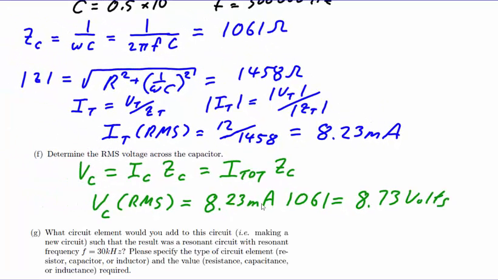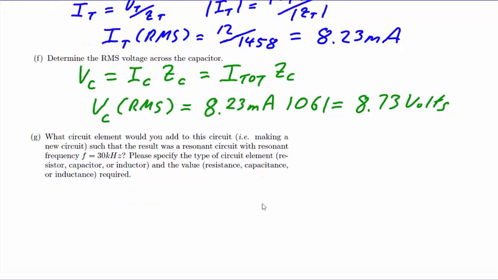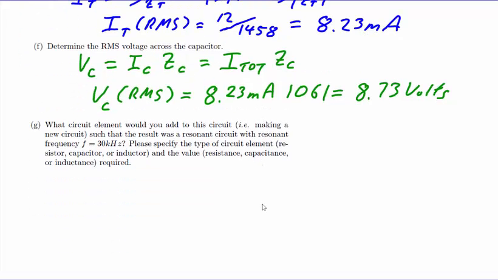In the last part of the problem, we are actually to imagine having a new circuit, because part G asks us what circuit element we would add to this circuit, making a new circuit, such that the result was a resonant circuit with a resonant frequency of 30 kilohertz. And we're to specify what kind of circuit element and the value required.